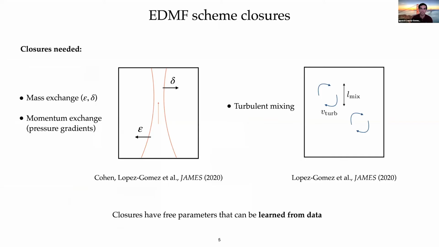And so, as any other turbulence and convection model, the EDMF scheme has closures. So in particular, we need closures for the mass exchange between the subdomains, which are entrainment and detrainment. We also need closure for the momentum exchange between the different subdomains, which is typically done through the pressure gradients. And also we need closure for the turbulent mixing within each of the subdomains, which is done through an eddy diffusivity. I will not go into much detail about the closures that we use, but what's important here is that these closures, as in any other model, have free parameters, and those free parameters can be learned from data.